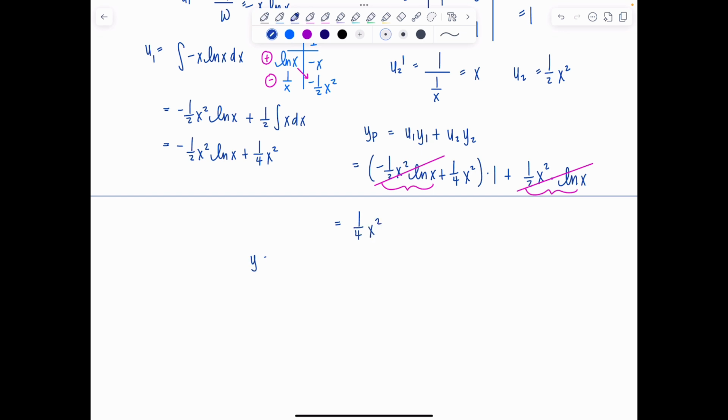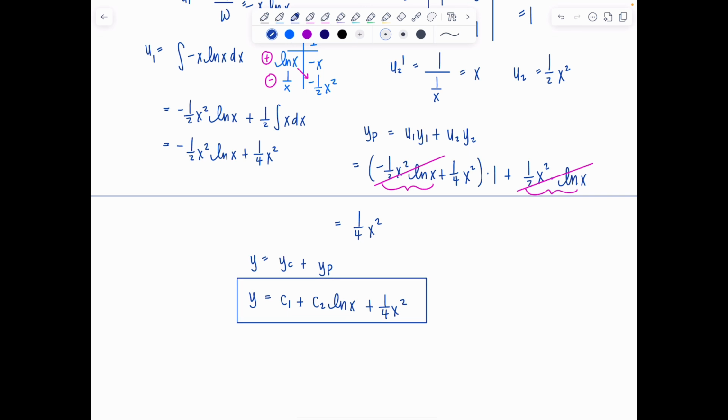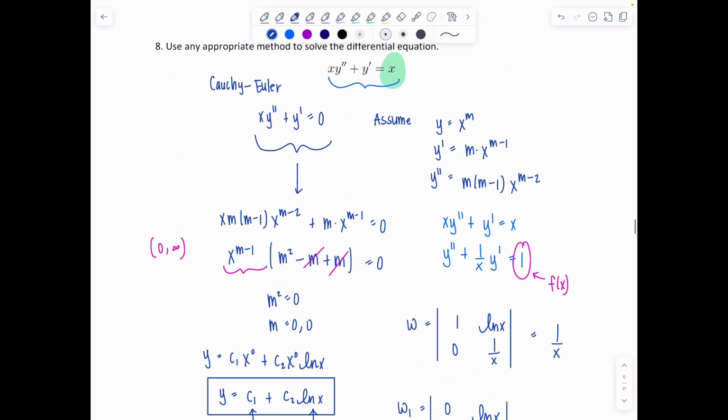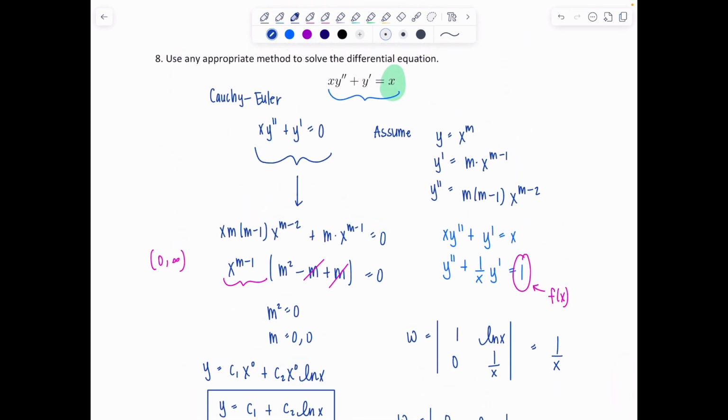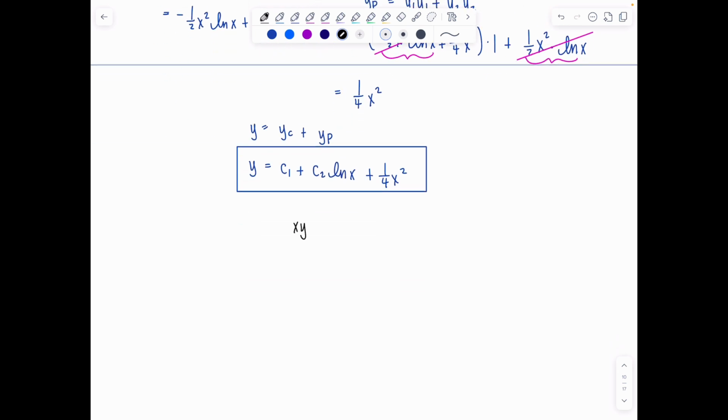And so y is our complementary function plus particular solution. So y is c1 plus c2 ln of x plus 1/4 x squared. Now, are you ready for the super shortcut that someone did on the exam? Okay, let's go back and look at the original differential equation. x y double prime plus y prime equals x.